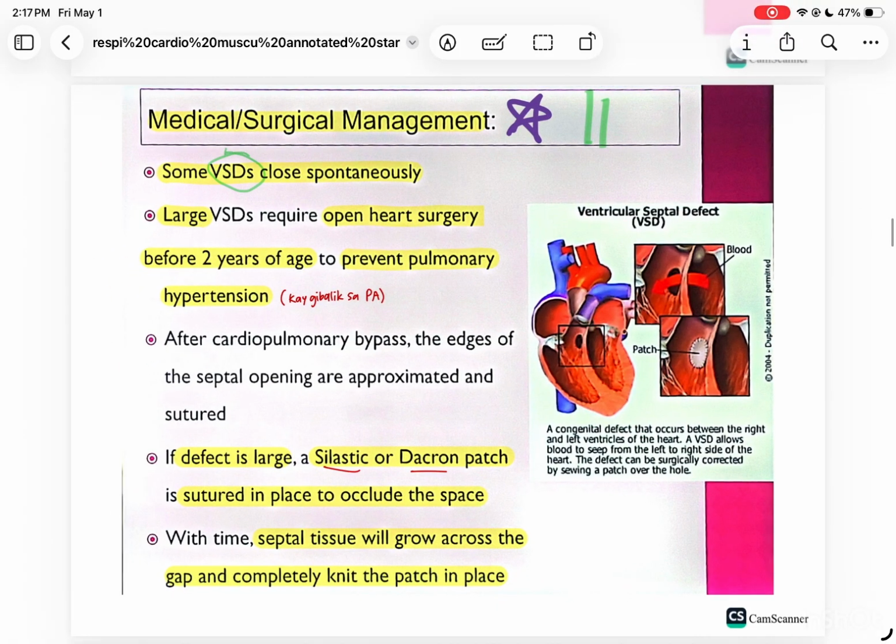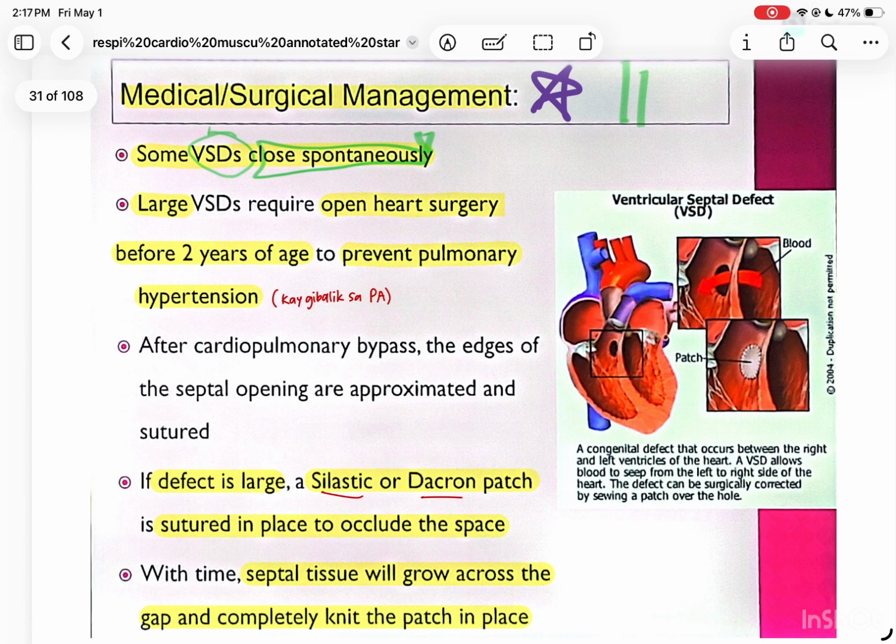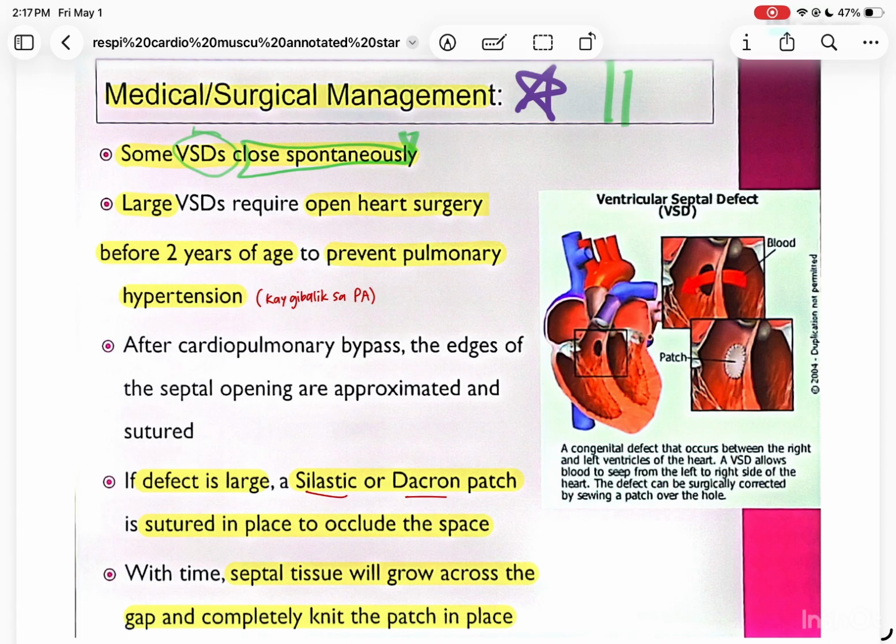So, how do we diagnose? Decrease ubos ang cardiac output, ineffective cardiopulmonary and peripheral tissue perfusion. So, dili siya mag-perfuse properly. Then, magkakos pa dyan siya fatigue and risk for infection. So, how do we manage this? Some VSDs close spontaneously. So, spontaneous lang. Mawala ra siya kalit. But some VSDs require open heart surgery before 2 years of age to prevent pulmonary hypertension.